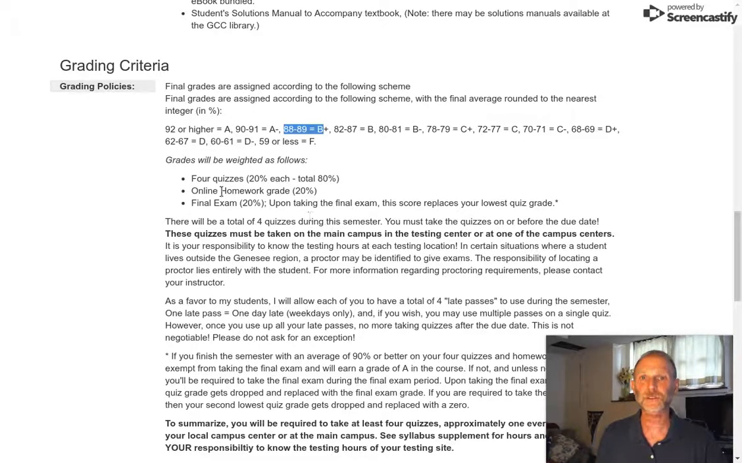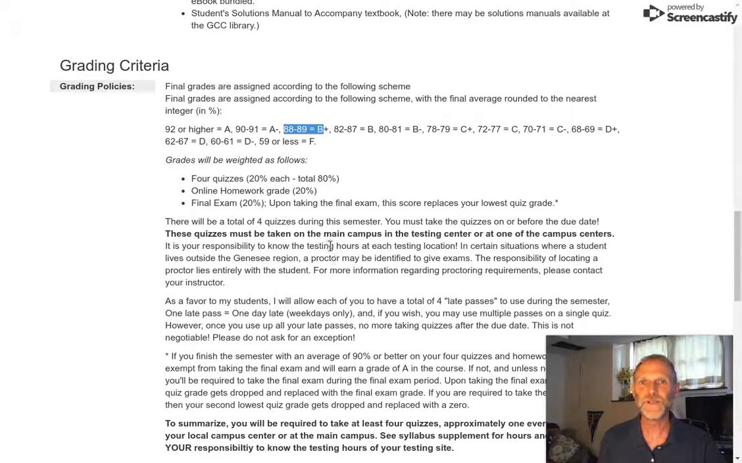Grades are weighted as follows. 4 proctored quizzes. You have to take those quizzes in person on site or through ProctorU. They're worth 20% each. You also have online homework. That's worth 20%. So there's your 100%. If at the end of those 4 quizzes and the online homework, your average is 90 or better, you're going to be exempt from taking the final exam.